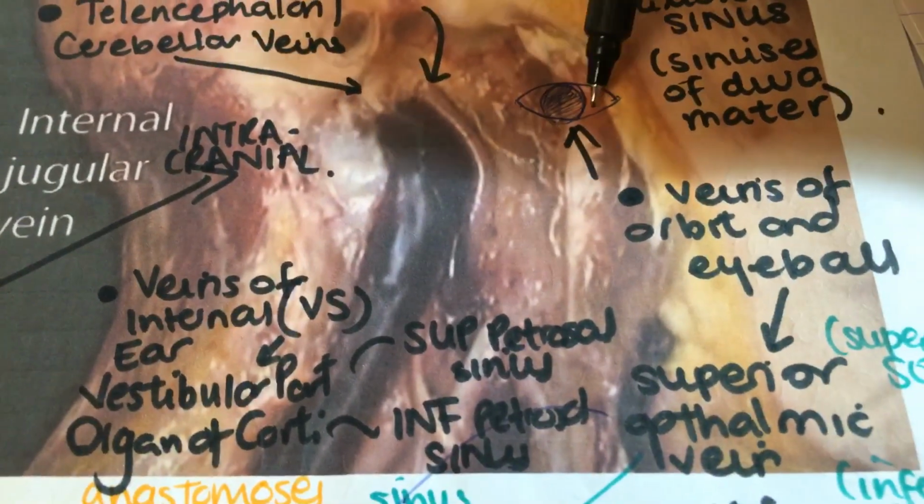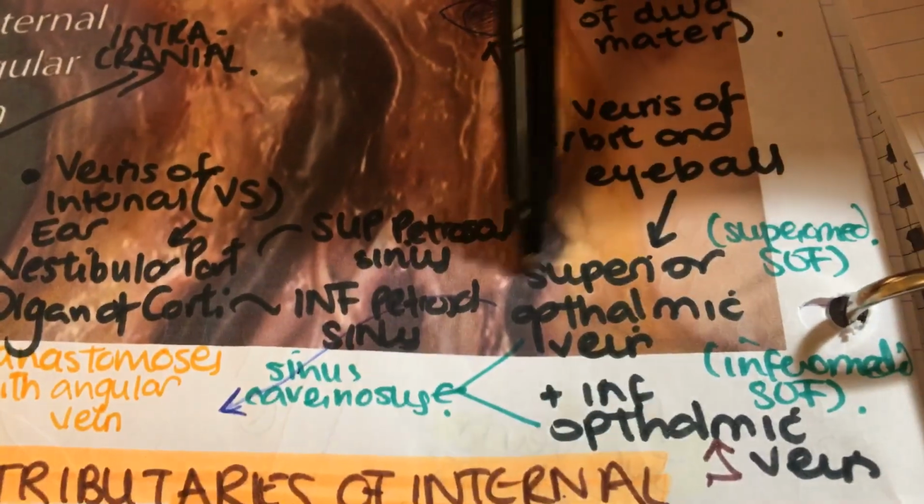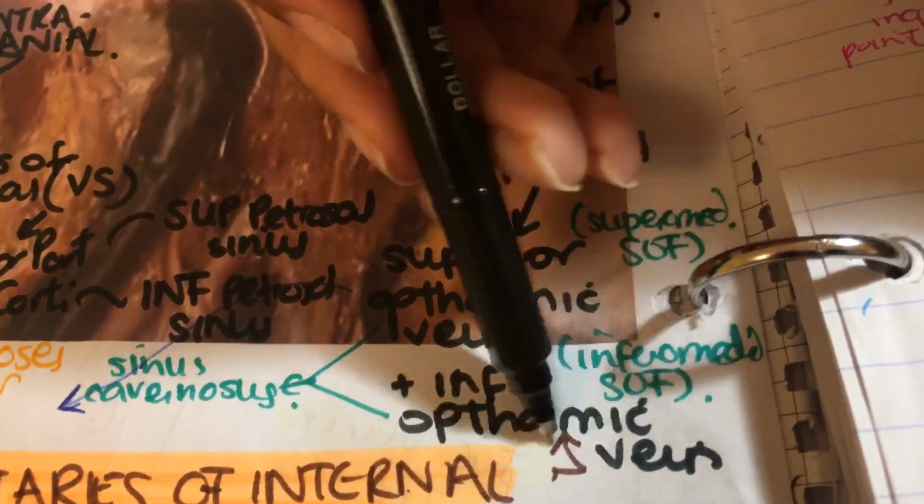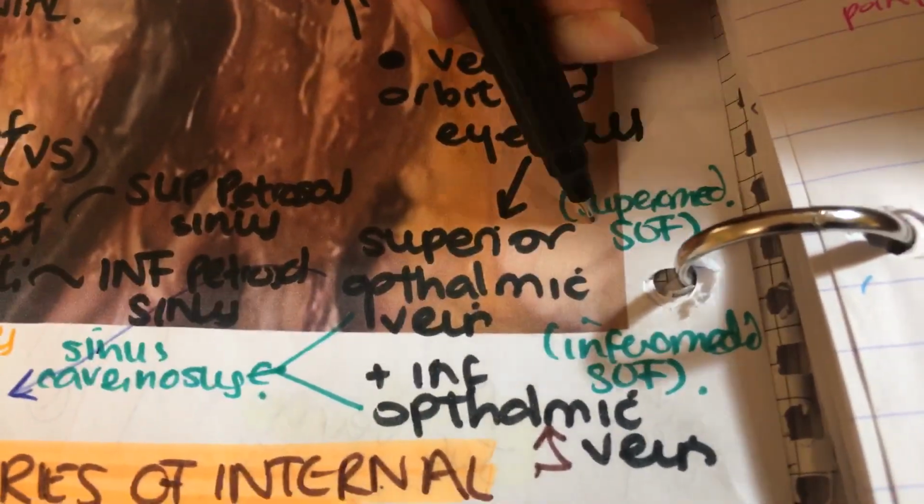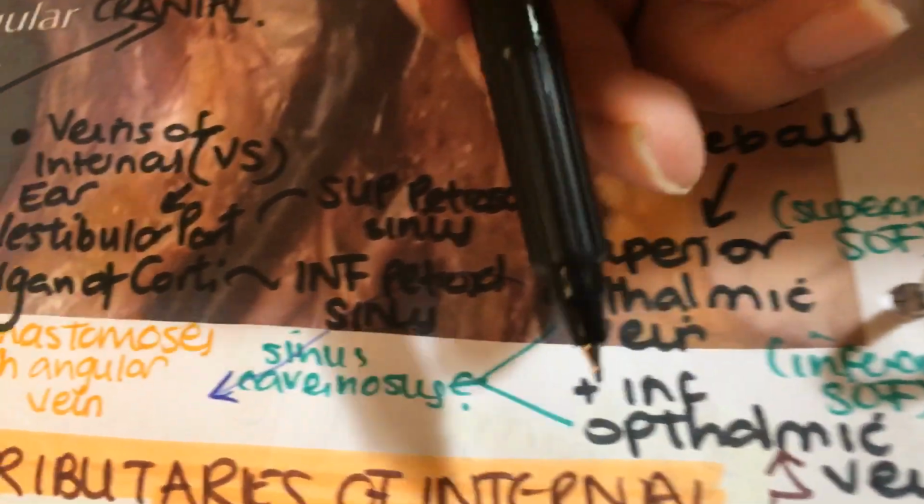It also has the veins which go to the orbit and the eyeball. These veins are the superior ophthalmic vein and the inferior ophthalmic vein, and these both go through the superior orbital fissure. The superior ophthalmic vein supplies the superior medial portion of the eyeball, and the inferior ophthalmic vein supplies the inferior medial portion of the eyeball.